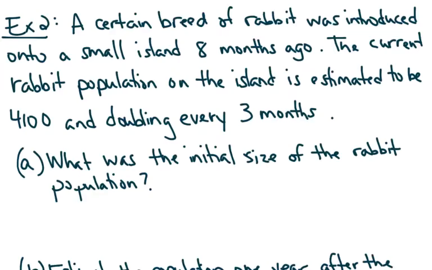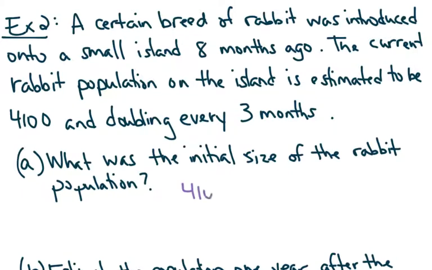In example 2, a certain breed of rabbit was introduced onto a small island 8 months ago. The current rabbit population on the island is estimated to be 4,100 and doubling every 3 months. What was the initial size of the rabbit population? So remember they said that they introduced the rabbits 8 months ago, but they didn't tell us how many they introduced 8 months ago. They just told us that the estimated population now is 4,100.